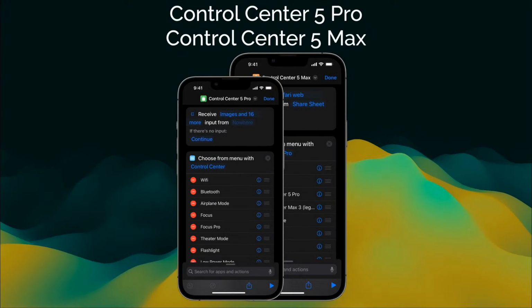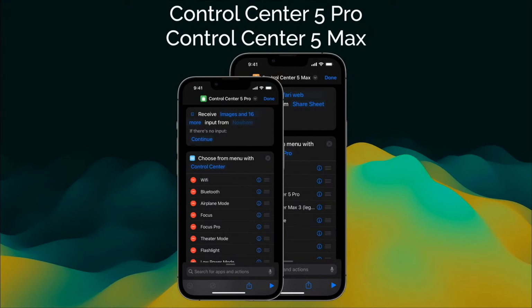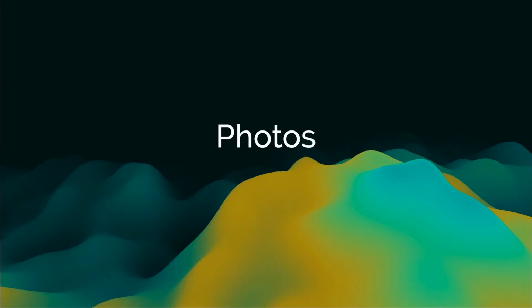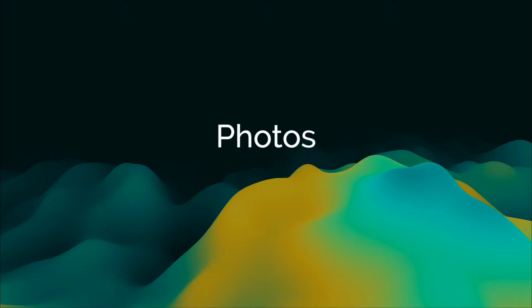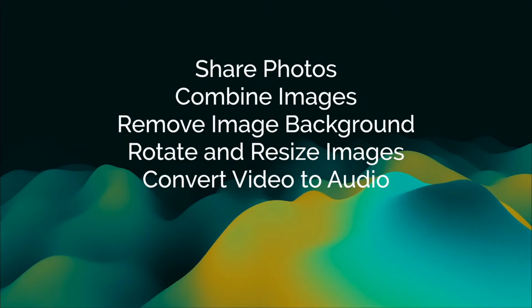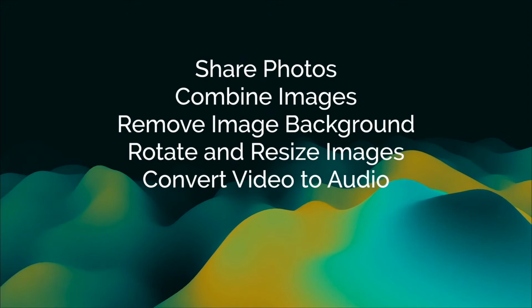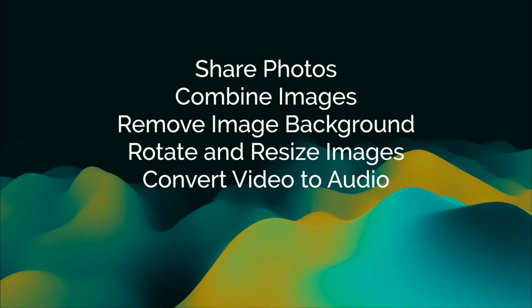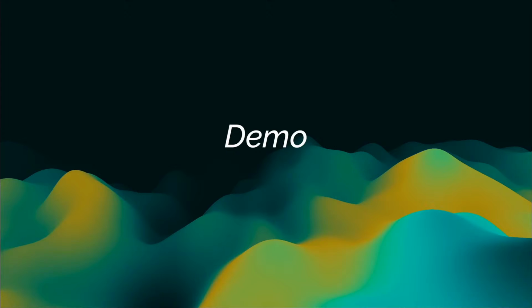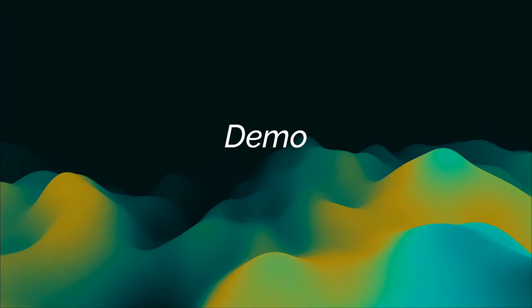This is Control Center 5 Pro and Control Center 5 Max. They are some huge upgrades to our 2 highest-end control centers. They also have these new photos features that we showed you with Control Center 5, so sharing photos, combining images, removing image backgrounds, rotating and resizing images, and converting video to audio. But we're also adding converting videos to HEVC, and I'd like to show you this right now as well.